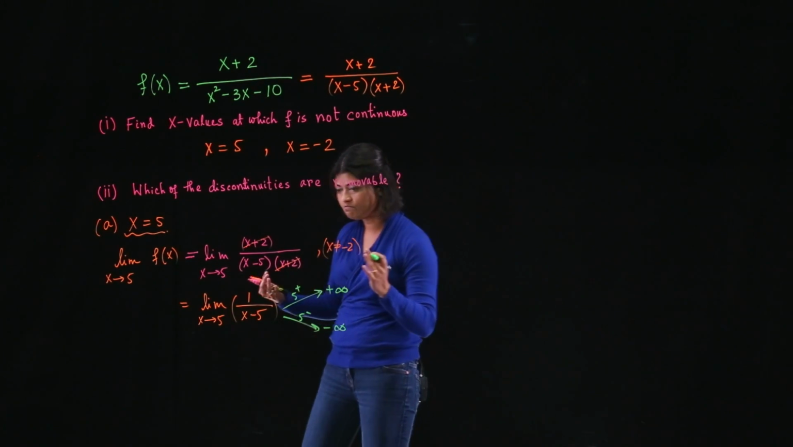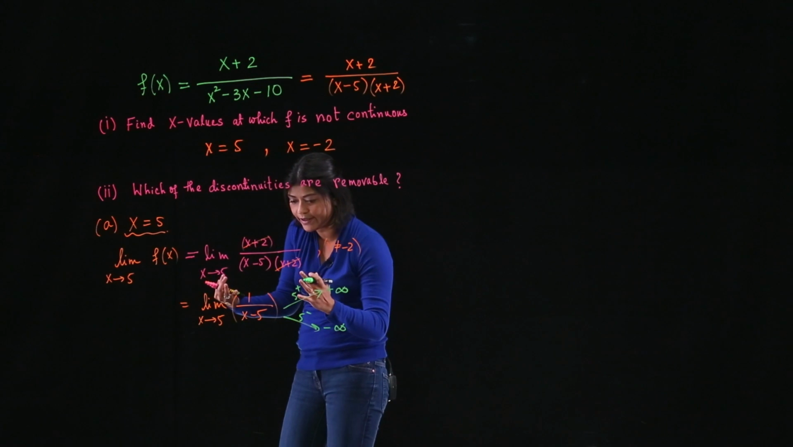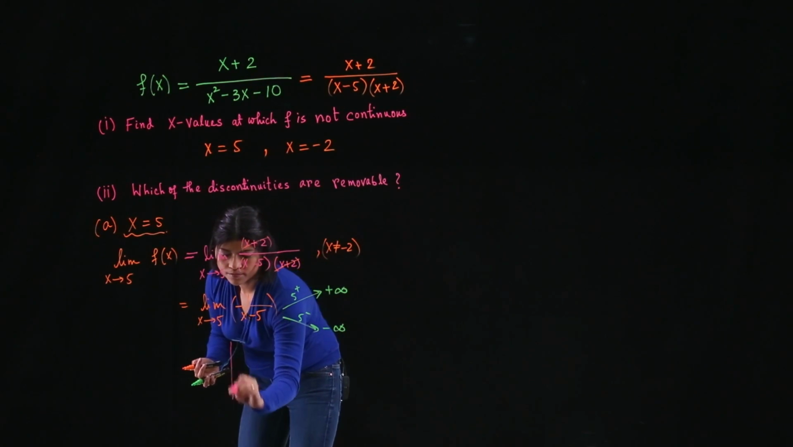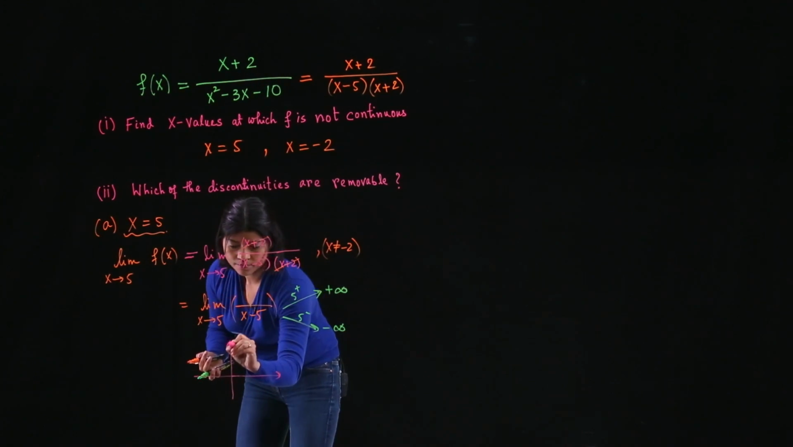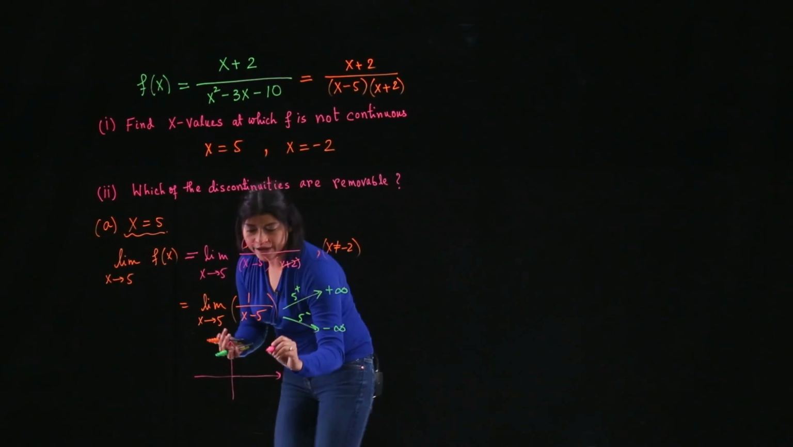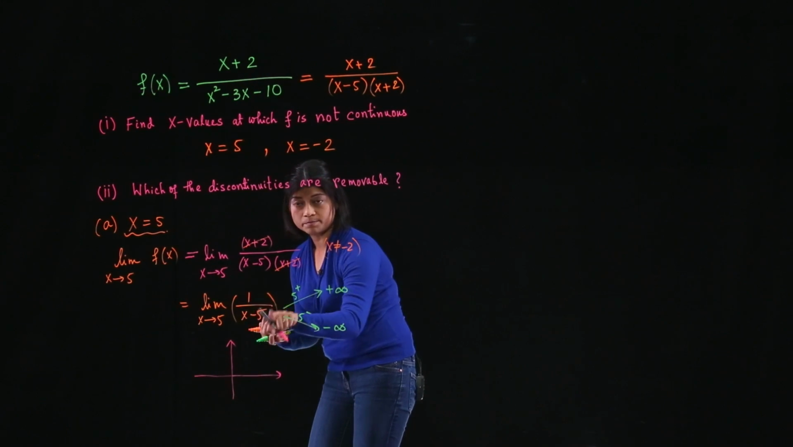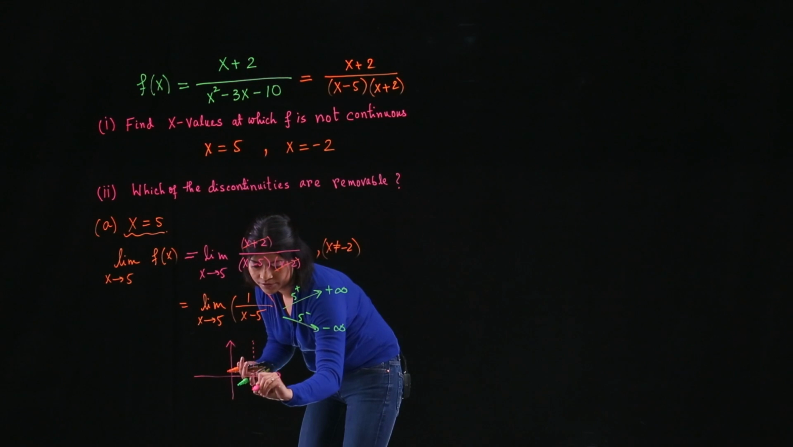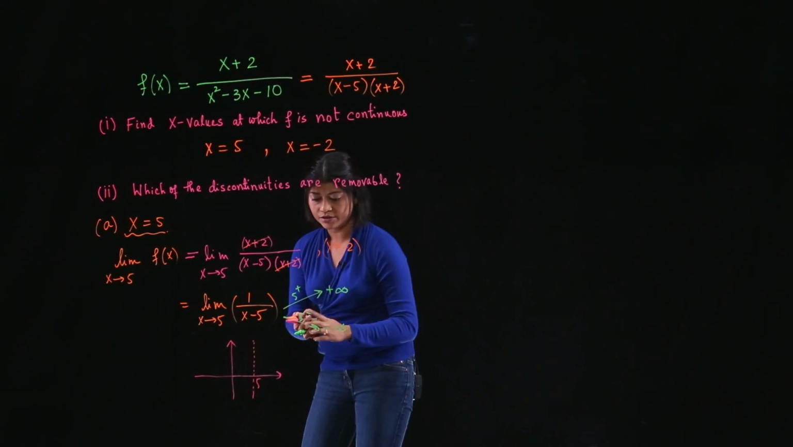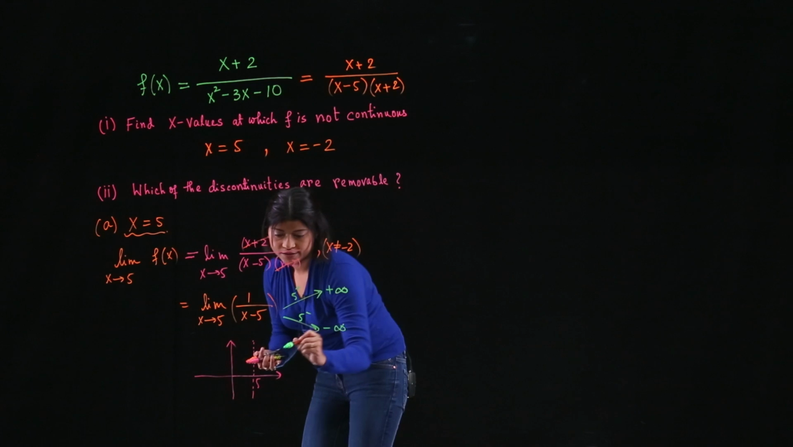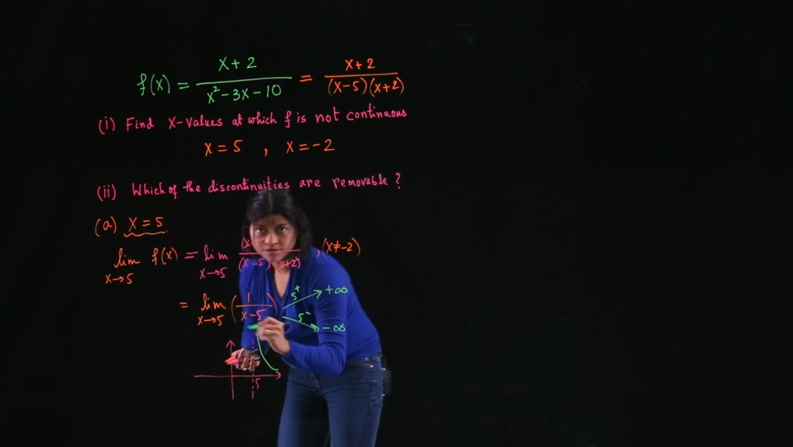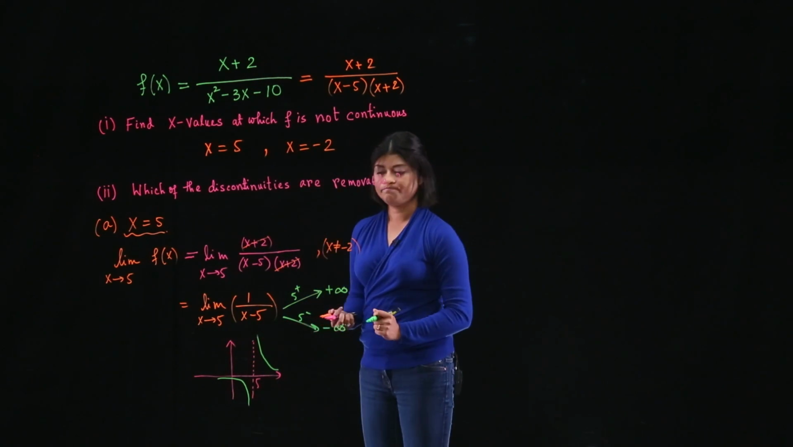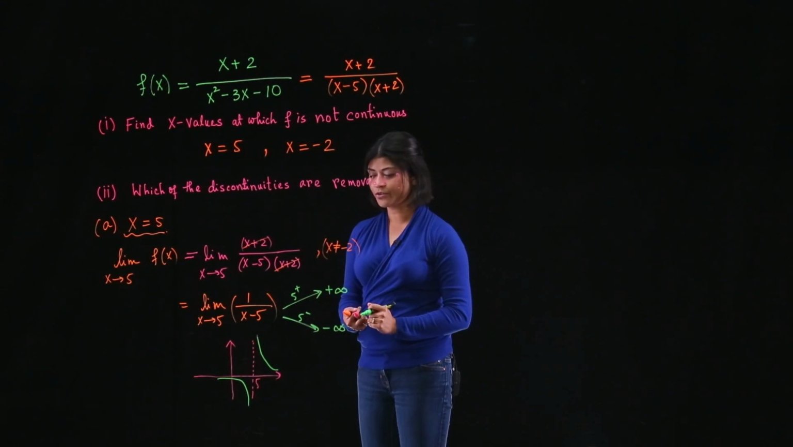So if you want to look at the graph, kind of a rough idea, we are looking at x equals 5, right? So you realize that this is a vertical asymptote at x equals 5. So we'll have an asymptote here. And the function is approaching from the right-hand side to positive infinity. From the left-hand side, it's going to negative infinity. Something like that, a rough graph of the function.